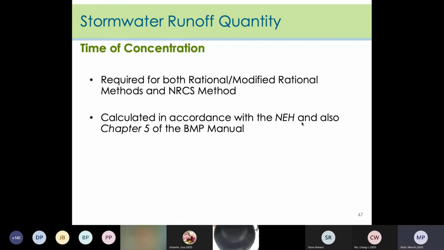The reviewer should look at time of concentration. Information on how to calculate it can again be found in Chapter 5 of the BMP manual and the National Engineering Handbook. Look back through the handouts for the calculations presentation for Module 2 for more information on the correct way to calculate time of concentration.